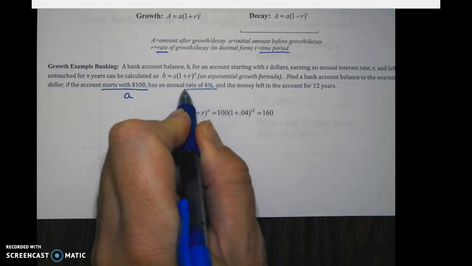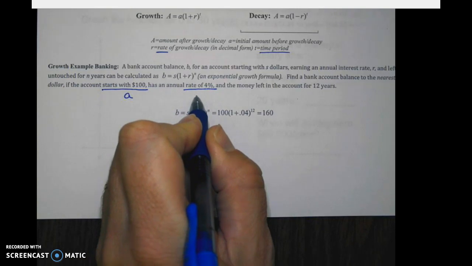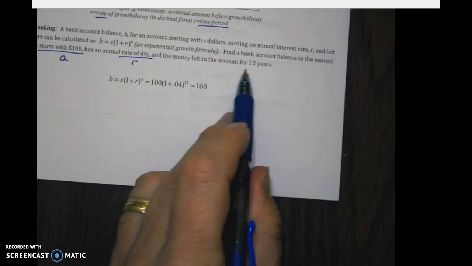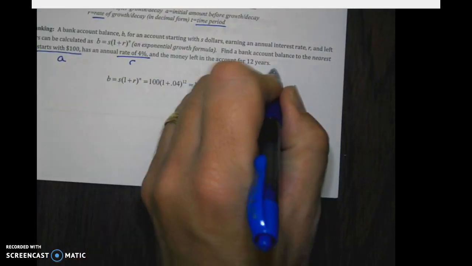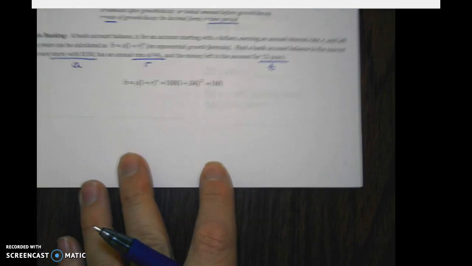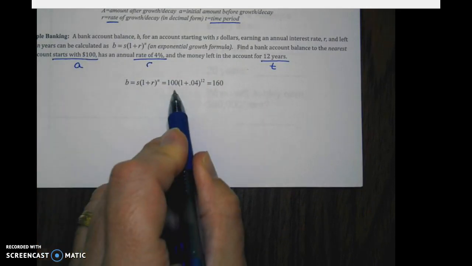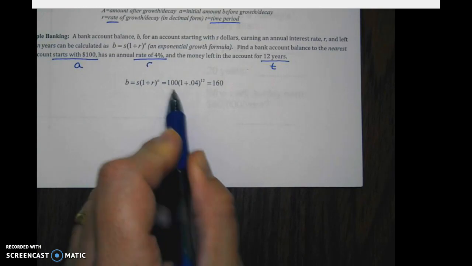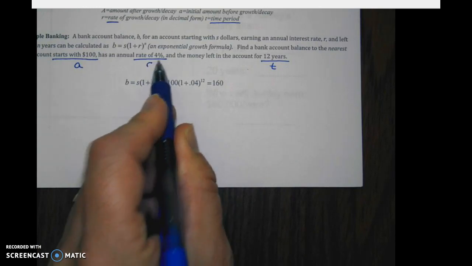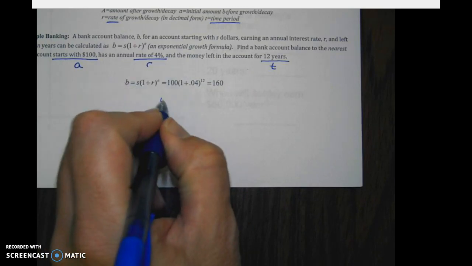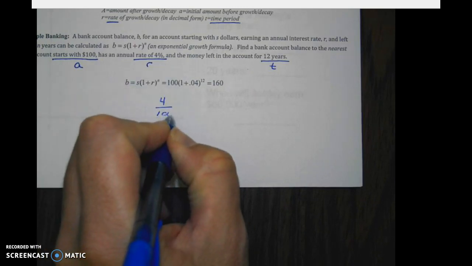That's going to be our rate. And the money is left in the account for 12 years, and so that's going to be our time. So notice our initial amount, $100, went in for a. 4% got changed to a decimal. If you forgot how to change a percent to a decimal, you would just divide it by 100.